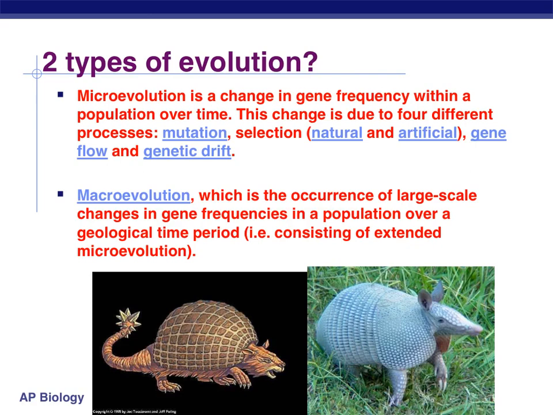So there are two kinds of evolution. There is microevolution and macroevolution. Microevolution is a change in gene frequency within a population over time. And that change can be due to one of 4 or maybe multiples of 4 different processes: mutation, selection, and selection can be either natural or artificial, gene flow, and genetic drift.